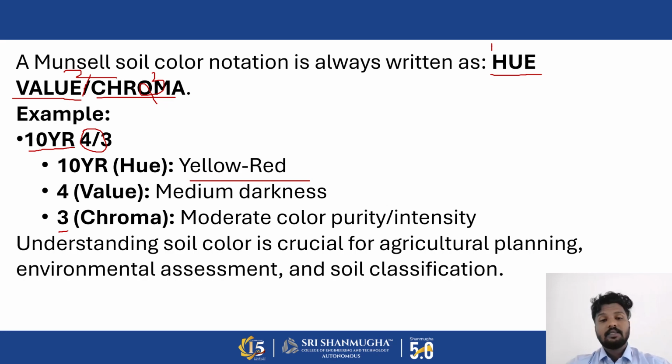So understanding soil color is crucial for agriculture planning, environmental assessment, and soil classification also. I hope you understood how the Munsell soil system is used to find the color of a particular soil. Okay.